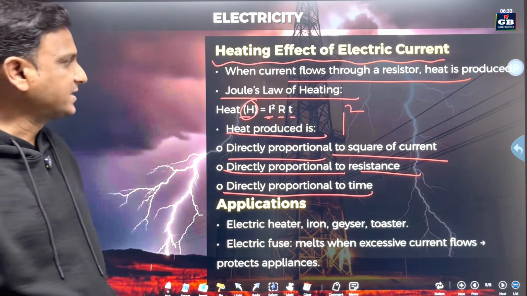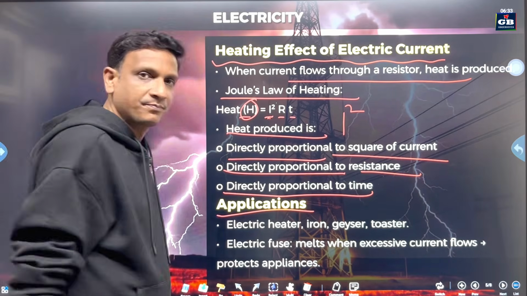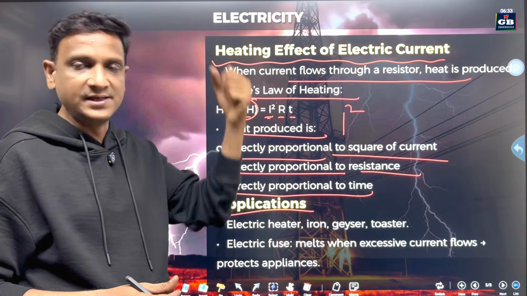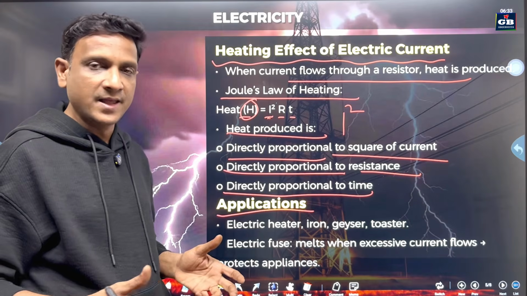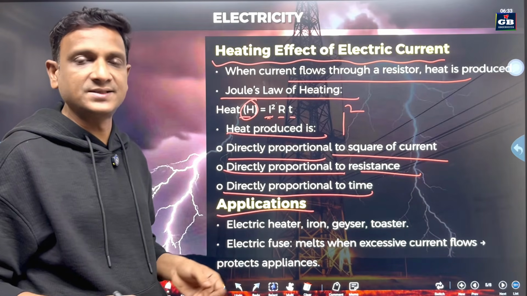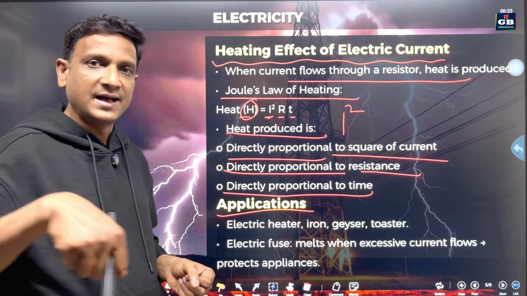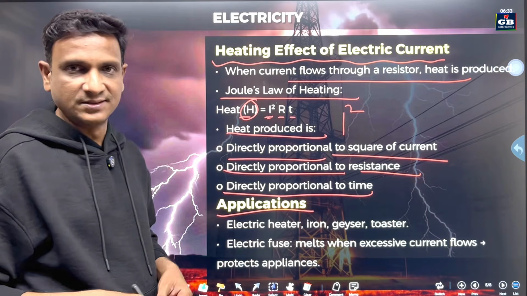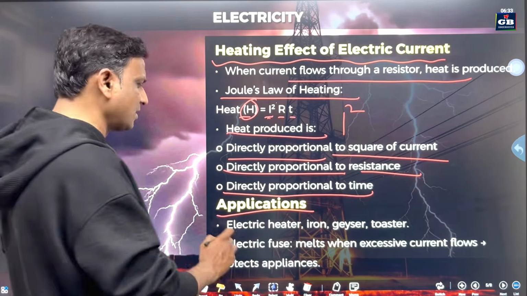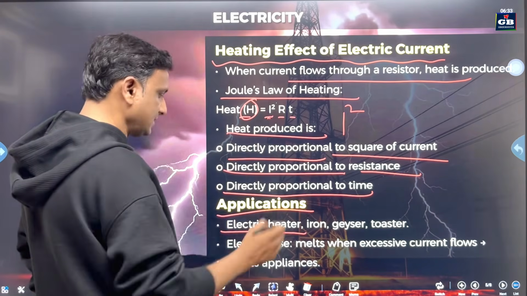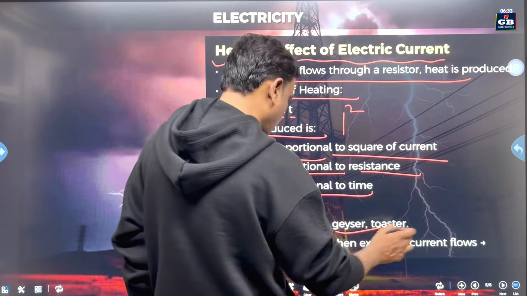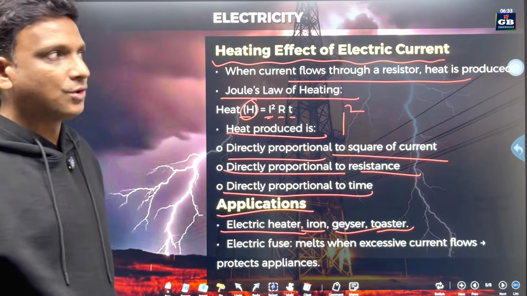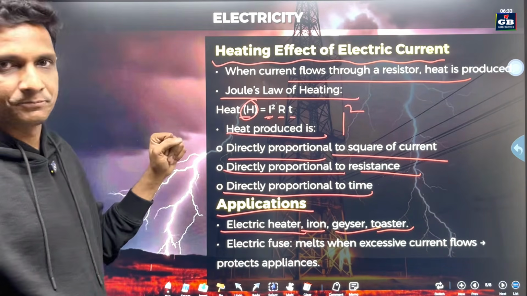Okay. So what is the application of this heat? We are using heaters, hair dryer, hot air it releases, and induction stoves, electric kettles, iron to press our clothes, right? And water heaters, soldering rods, all these are the applications of heating effects of electricity. Electric heater, iron, geyser, toaster, these are all examples.